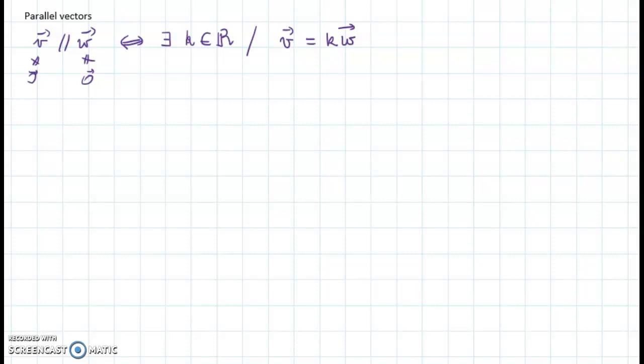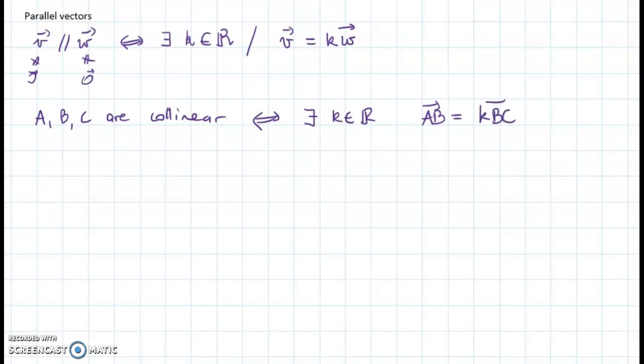In particular, we are going to be interested in looking at when points are collinear, so when points lie on the same straight line. So we will define that A, B, C are collinear if and only if there exists some k such that AB is the same as the vector k times BC. So we are saying if and only if we have that AB and BC are parallel vectors.